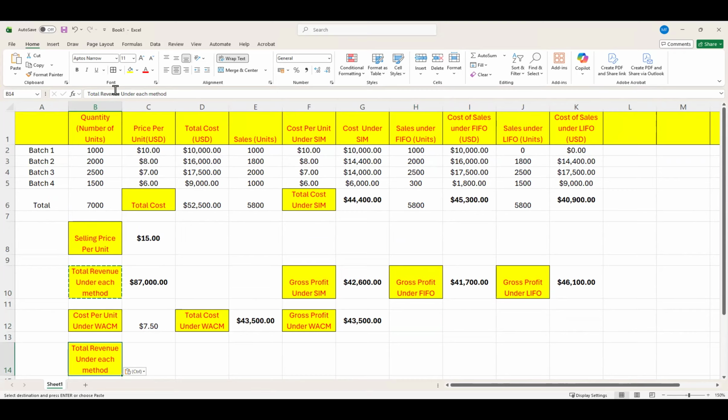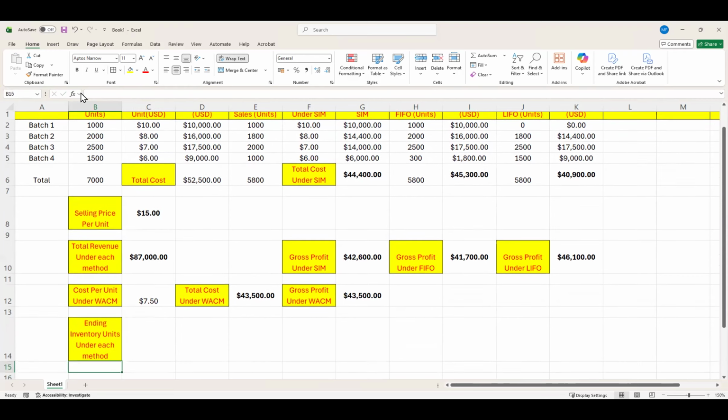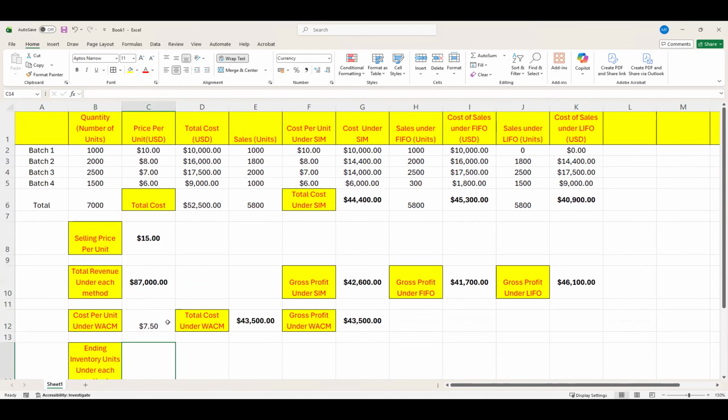ending inventory units under each method, will it change? Obviously, it will not change. How much is the ending inventory units? Again, which two cells do I need to subtract to find out the ending inventory number of units? Number of units of ending inventory, if I want to have, which two numbers do I want to subtract?